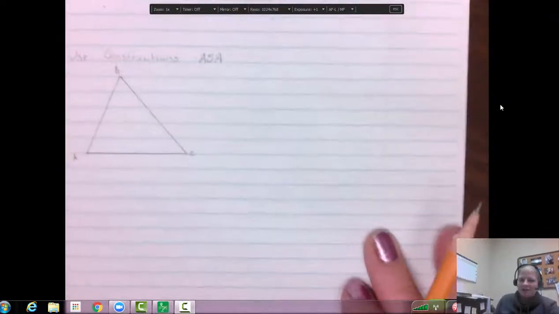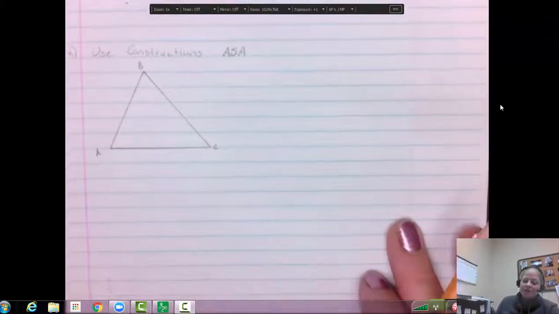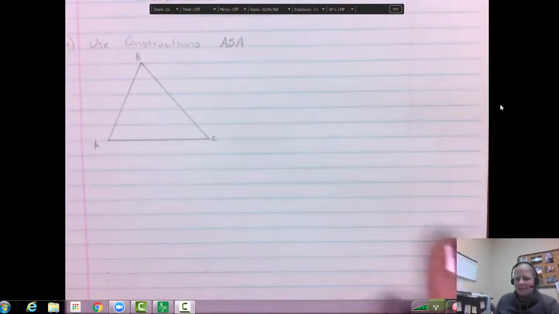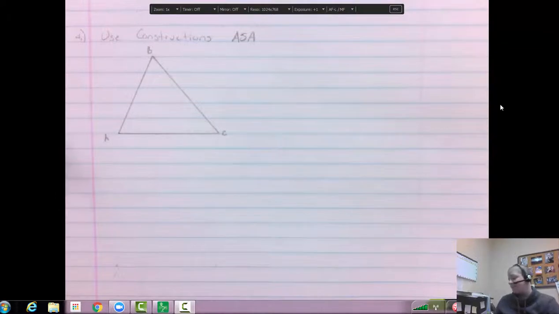Then the last thing I want to do is show you how to use a construction that is your compass, because it seems every time I assign constructions, no one looks at the pictures and follows them very well, so I want to make sure we're following the construction rules. So I want to use angle, side, angle.